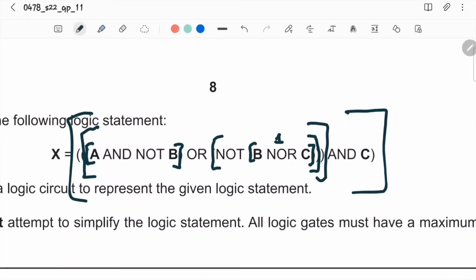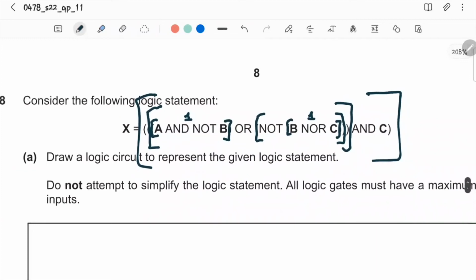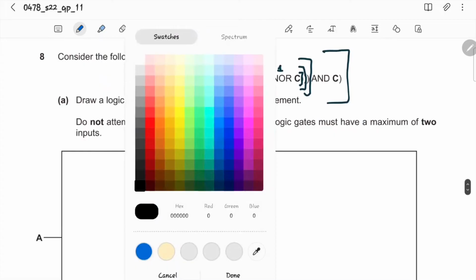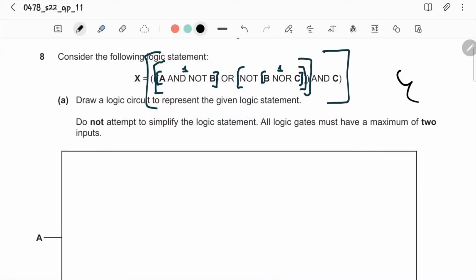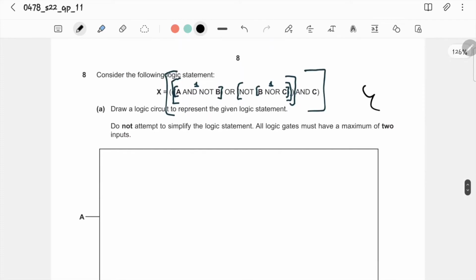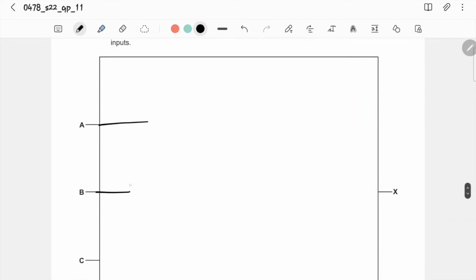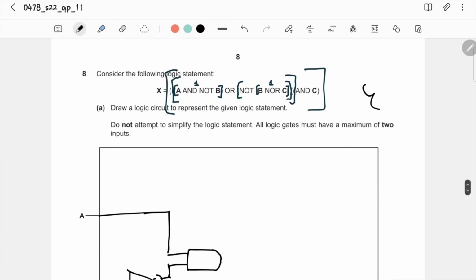So this is the first order, so we're going to do the first one. Let's get black back. So the first one is A and not B. Let's try to draw that. Excuse me for my terrible drawing, but I'm going to try this. And then it's joined with an AND gate. Wow, that is a really bad AND gate. So it's joined with an AND gate. Okay, so we've done the first one.